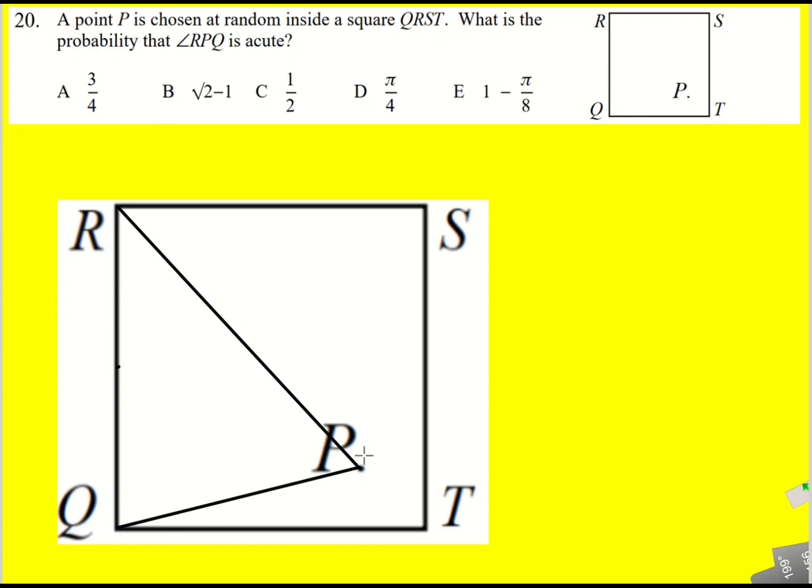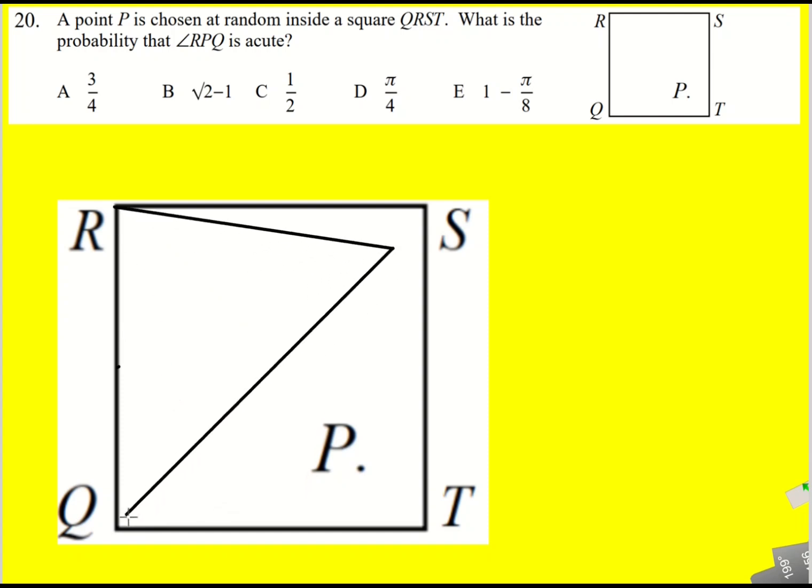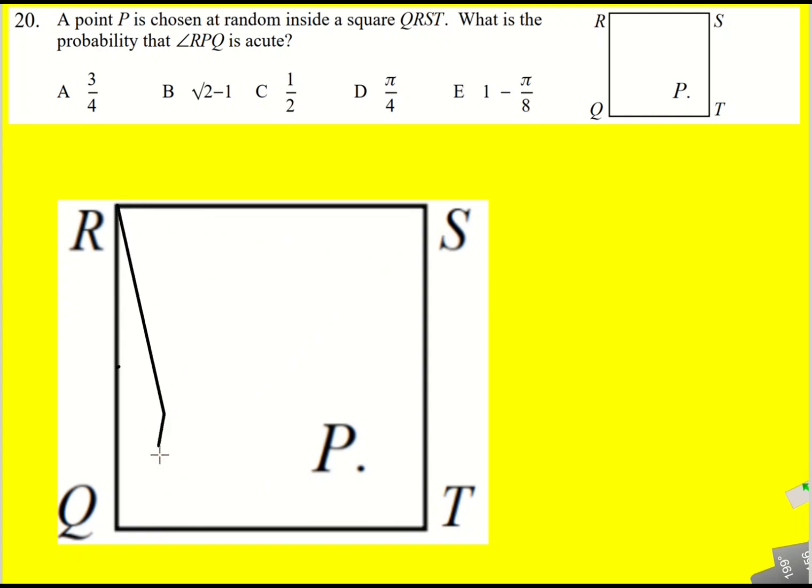So that would be acute. Remember, acute means it's less than 90. If we go over here, then yeah, that would be less than 90. If you go quite close, then no, that's going to be obtuse. So we're looking for where it's going to be 90. That's going to be our boundary because it's going to go from being acute to obtuse at the boundary.